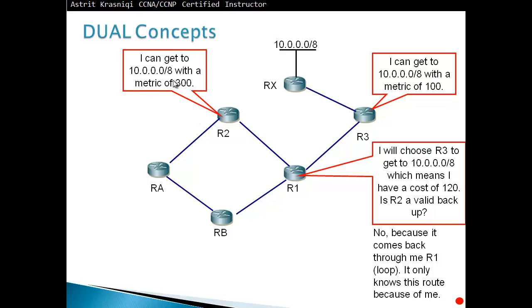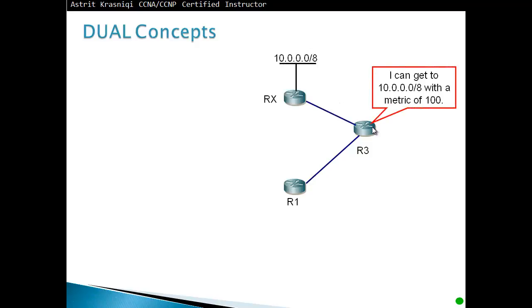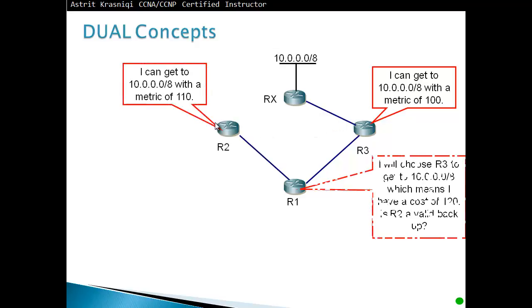Now think of the same topology. Router 3 is advertising, saying, I can get you to the destination and the metric is 100. Now router 2 says, the metric is 110 through me. My advertised distance is 110. Router 1 will choose router 3 because it's got a lower cost. 100 is lower than 110, and including my cost to get to the destination, it's 120.